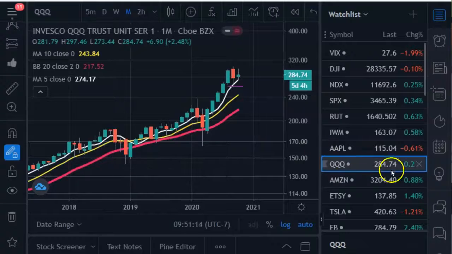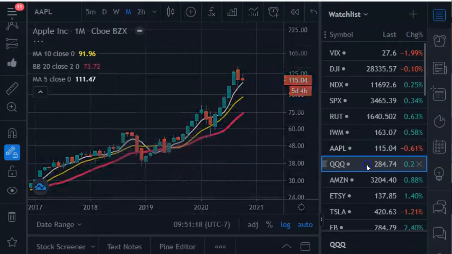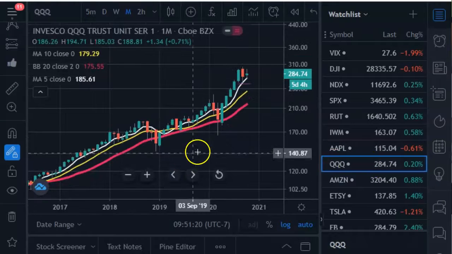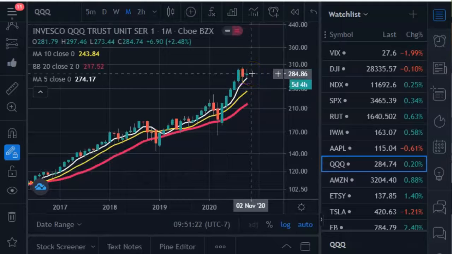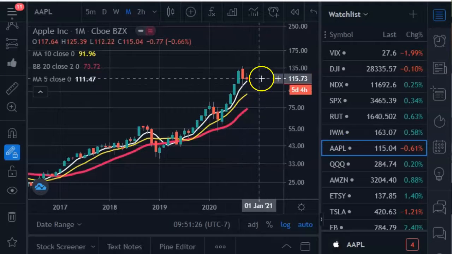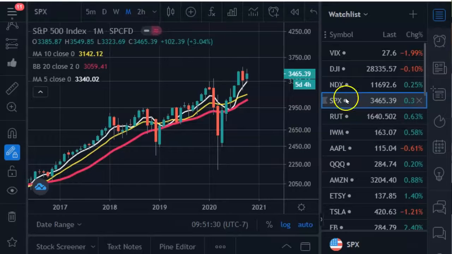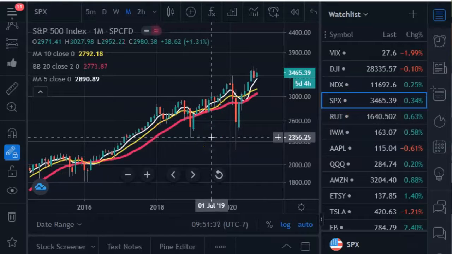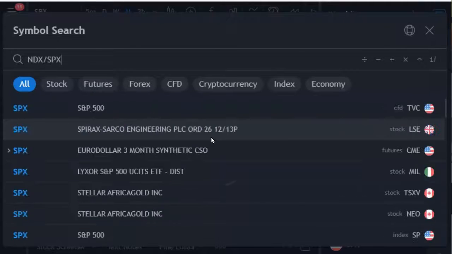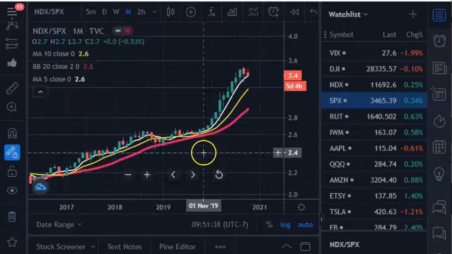Looking at the monthlies right now, Apple and the Nasdaq are above all the moving averages. Historically, that's a bad price to enter. And I'm looking to see what happens here with Apple, if it'll drag the whole market. I've been tracking the Nasdaq S&P ratio, and that also is declining.